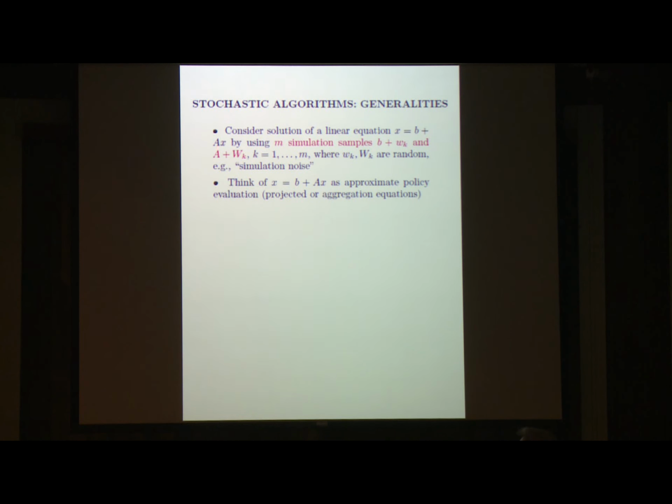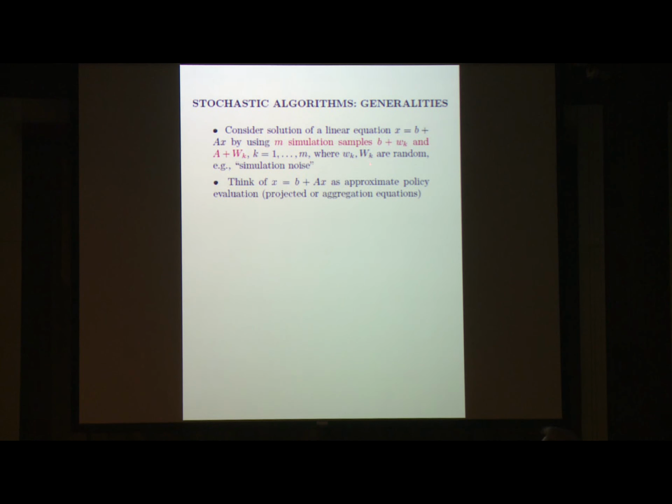As any linear system can be written into this form, A is a square matrix here, and b is a vector, and we want to find the vector x that solves this equation. We can do it by matrix inversion, but many people use simulation to solve such systems in specific contexts. Suppose that we don't have access to A and b, okay? A and b can be calculated only approximately within some sampling error. Instead, what you have is simulation samples of b and A. So b is observed with error w_k, and A is observed with error W_k.